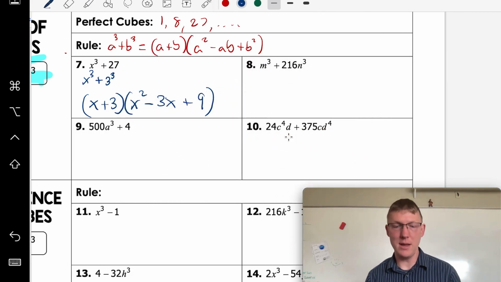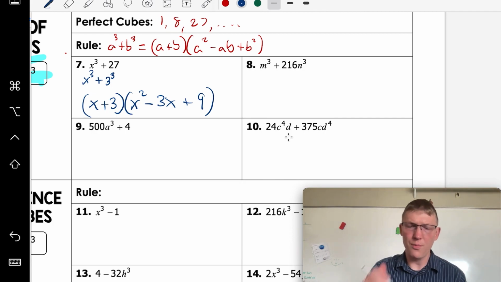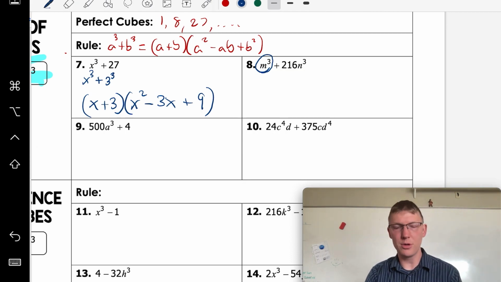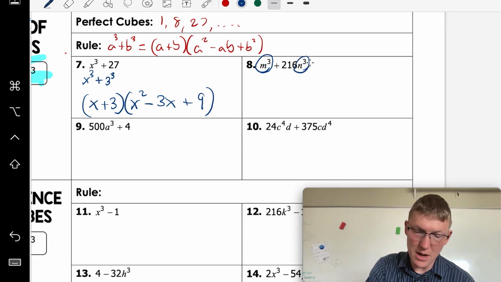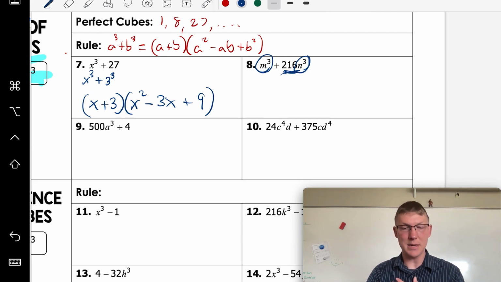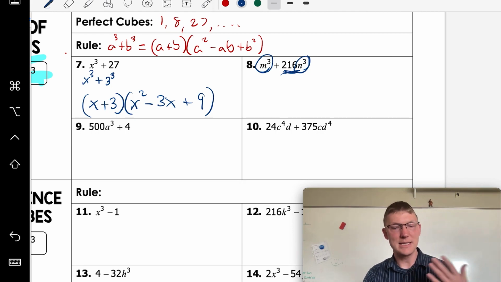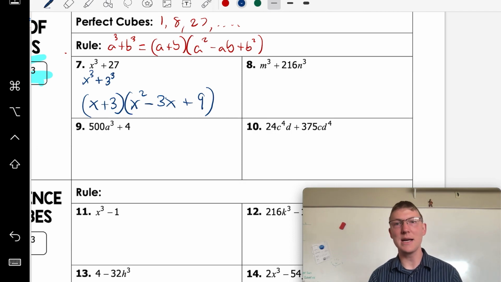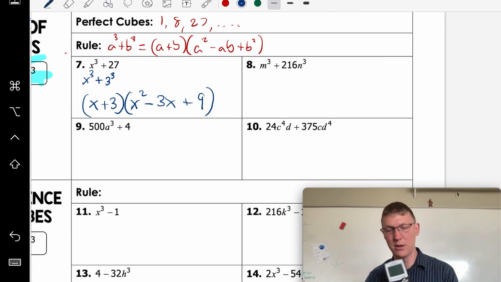Okay, so number 8, I think, is a great example of how to recognize that this is a sum of cubes without having all of the perfect cubes memorized. So I look at this and I see a variable cubed, plus another variable cubed, and a number that I don't personally recognize as a perfect cube. But I see two other cubes, and they're added together, so I have a very high suspicion that 216 might be a perfect cube. So you can use your calculator to figure this out.